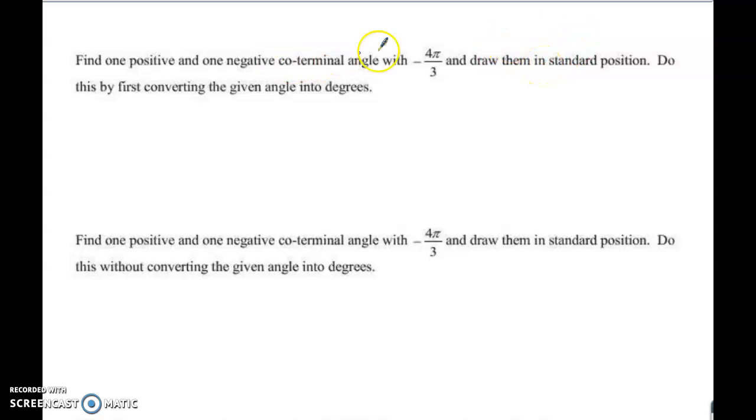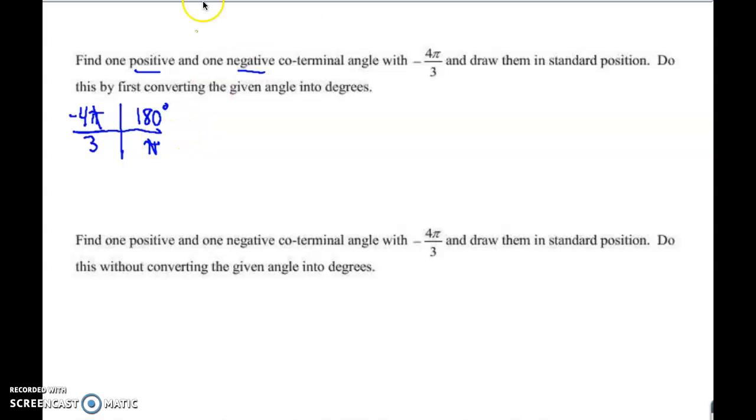Okay, so the next part of section 2 is getting you to really understand radians. Now, the first way that they talk about giving the positive and negative coterminal angles with this is by converting into degrees first. I'm not a big fan of this, but it is a method. So if you were to look at negative 4 pi over 3 and do your dimensional analysis to change into degrees, so put pi in the denominator to cancel those out, 180 degrees into the numerator.